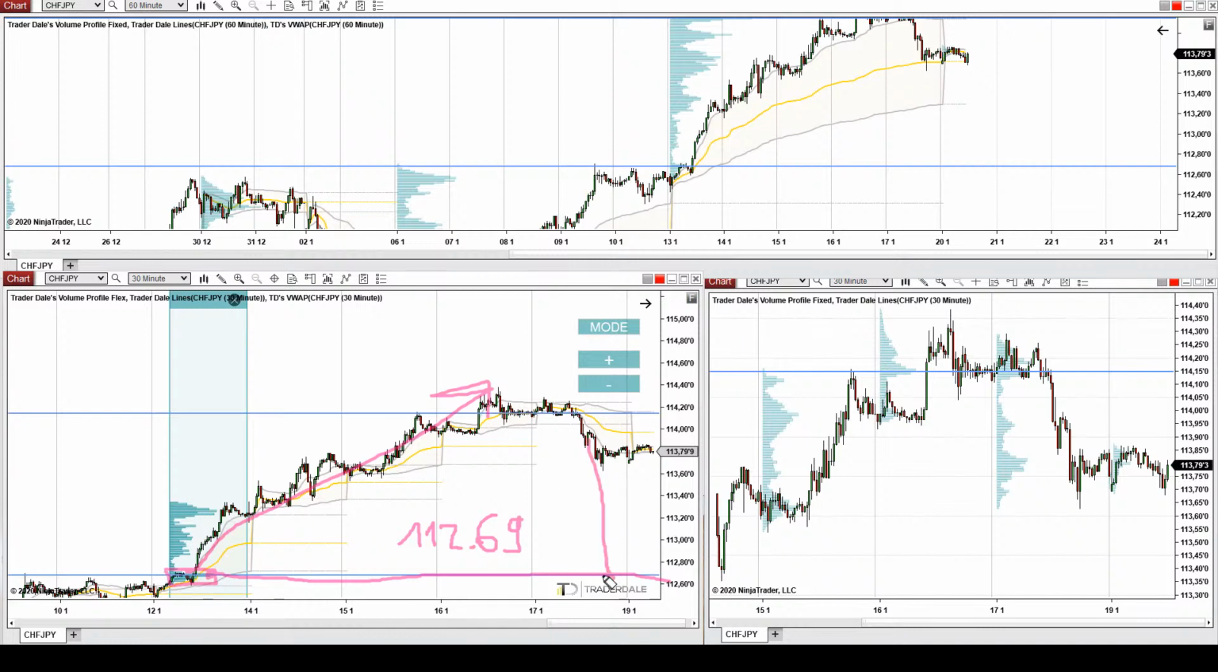So when the price hits this level again, it's pretty likely that those buyers will become aggressive again, and they'll try and push the price upwards from this level again.